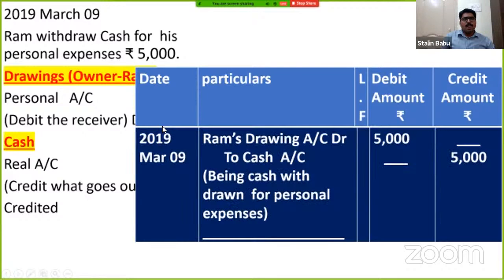Write it in the journal book. The date, 2019 March 9. Ram's drawings account debit to cash account. Being cash withdrawn for personal expenses. What is the amount? 5,000. So this 5,000 is entered in the debit amount column against the debit account, and in the credit amount column against the credit account. And draw a line under the particulars column to separate one entry from another.